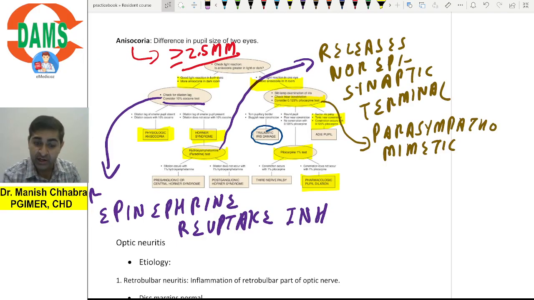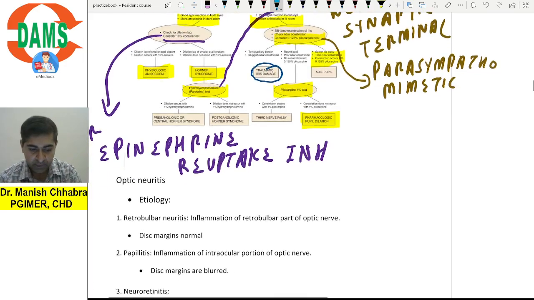So boys and girls, this is how you approach a case of anisocoria. This is very important. It can be asked in your viva voce examination, in your university examination of your PG. Okay, so that was anisocoria.